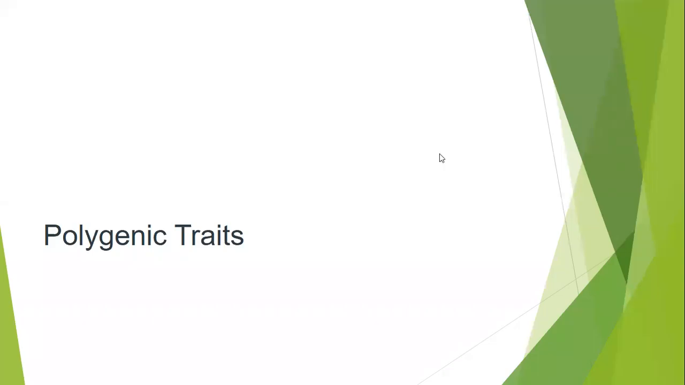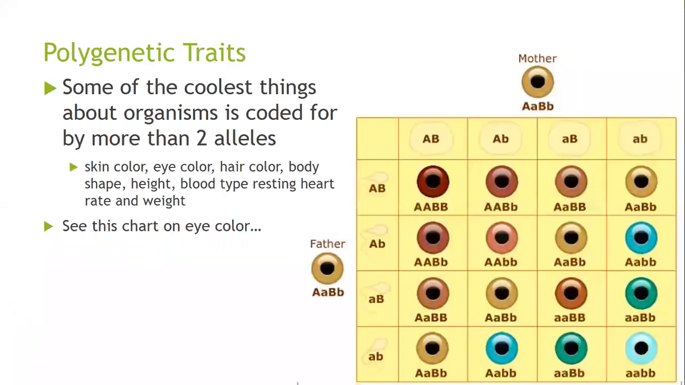We're going to end out our genetics chapter with polygenic traits, sex-linked disorders, and autosomal disorders, all in Punnett squares. Polygenic traits. These are the coolest things in genetics to most people. It's all the stuff that's on a big, long sliding scale.